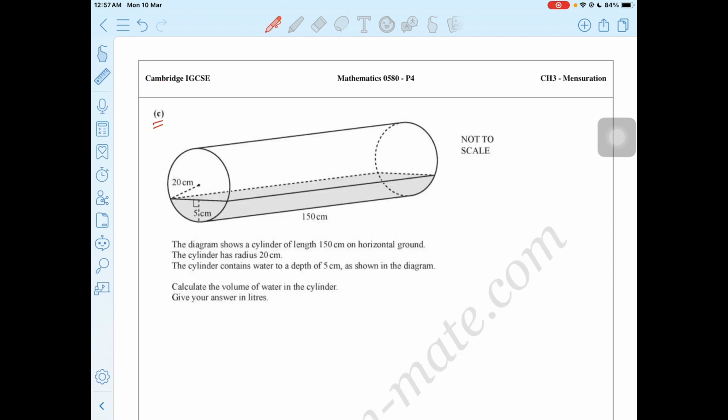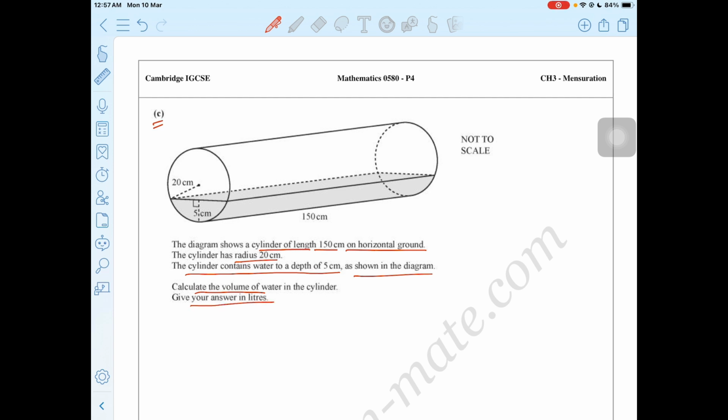The diagram shows a cylinder of length 150 on horizontal ground. The cylinder has radius 20 centimeters. The cylinder contains water of depth 5 centimeters as shown in the diagram. Calculate the volume of water in the cylinder, giving your answer in liters.